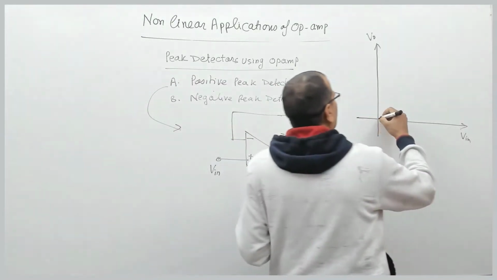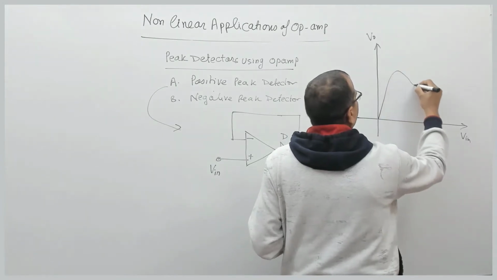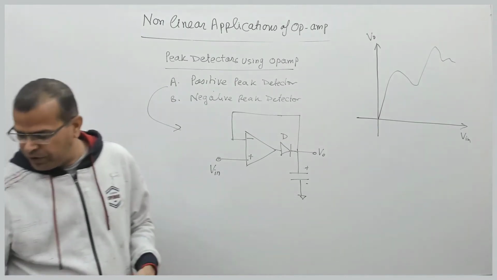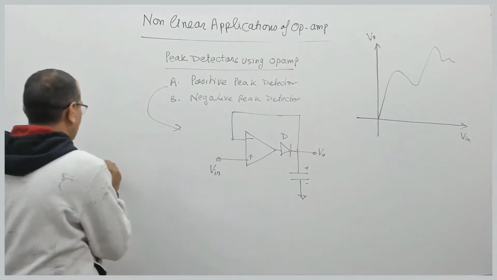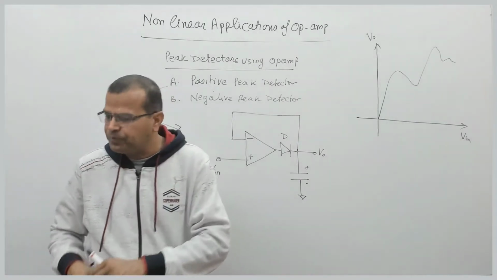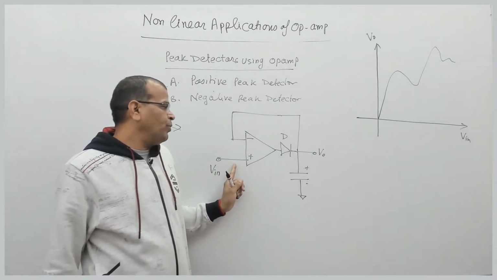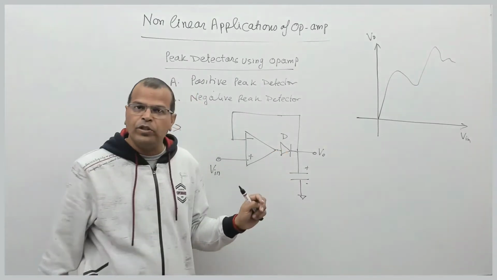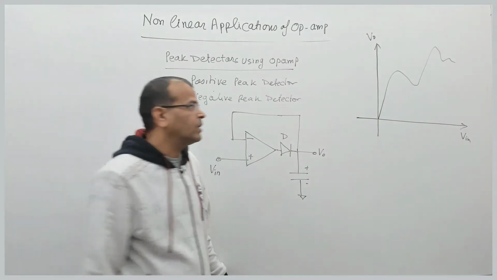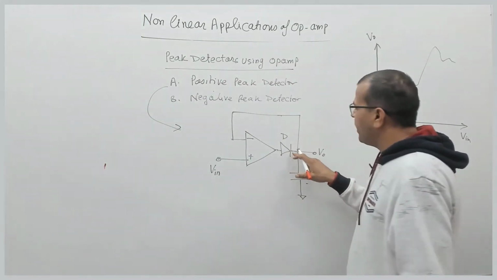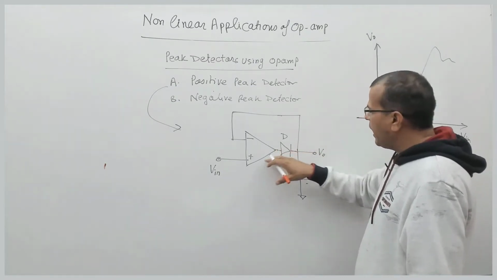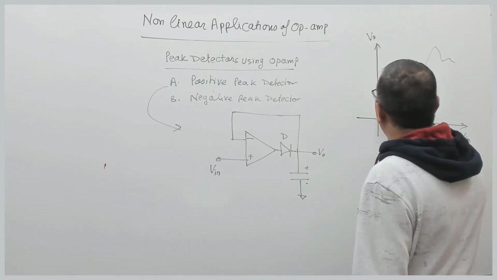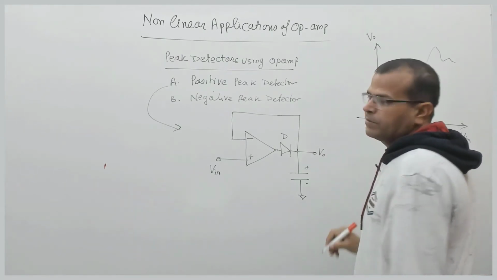So take an input voltage like this. This is the waveform of, say, your input voltage. Now let us see what will happen. When input voltage is positive, the voltage at the output terminal of the op-amp will be positive, and the diode will be forward biased. When the diode is forward biased, it behaves like a short circuit and your output will follow the input. So output will be the same as input up to this point.